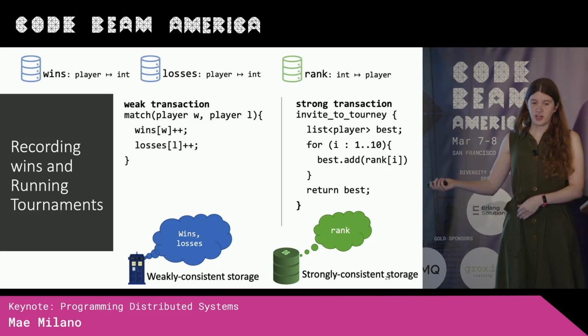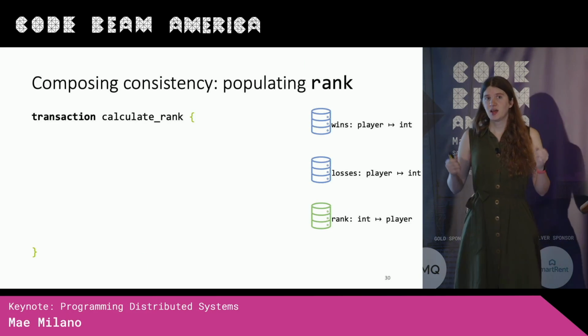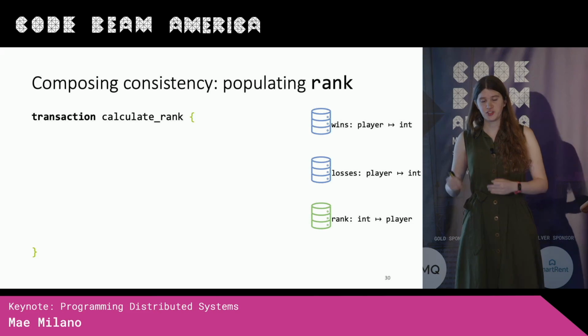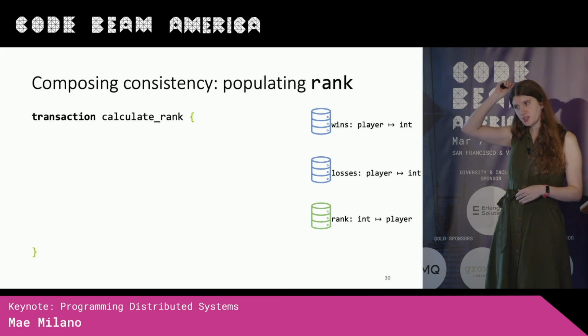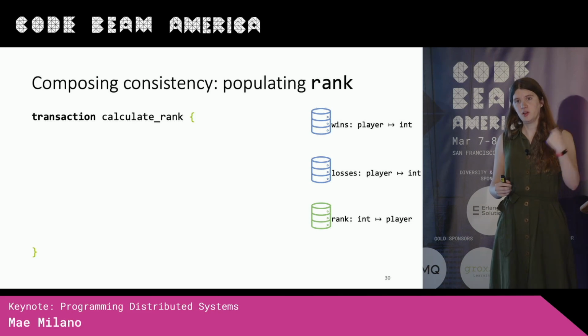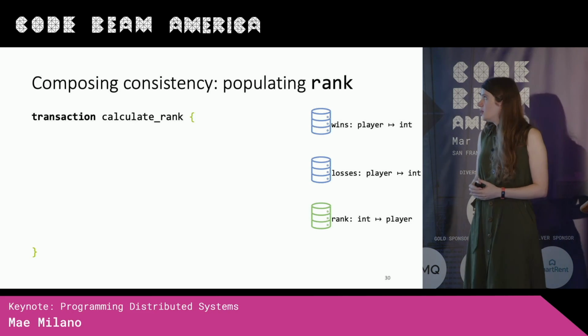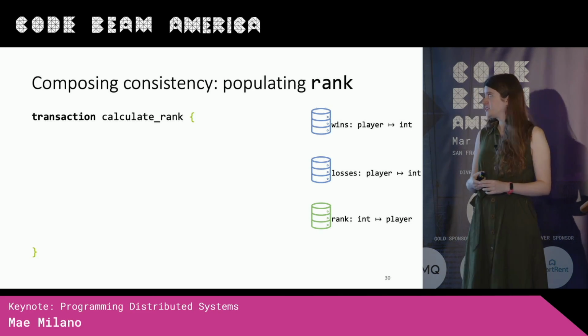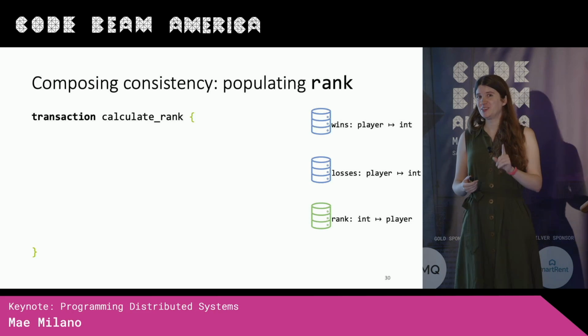Where Mixed really shines is in its ability to recognize that consistency composes across transactions. Let's illustrate this with a third example, a transaction for actually calculating the rank that'll go into the rank table. This transaction is much larger physically, but it is not much longer. I'm just going to take longer to go through it.